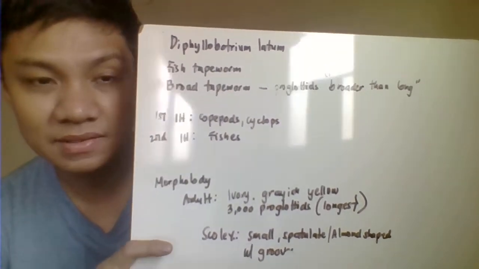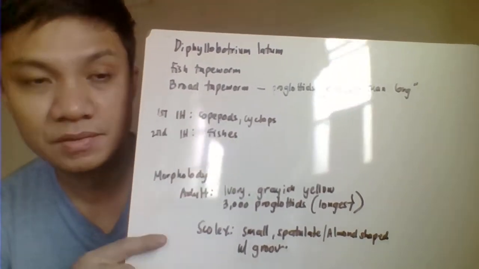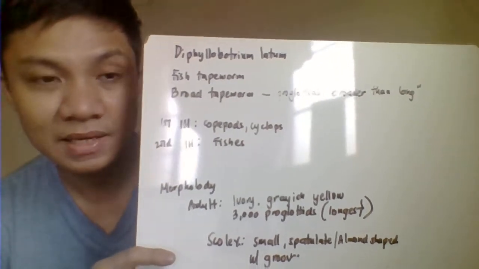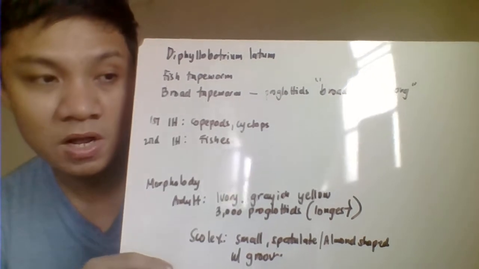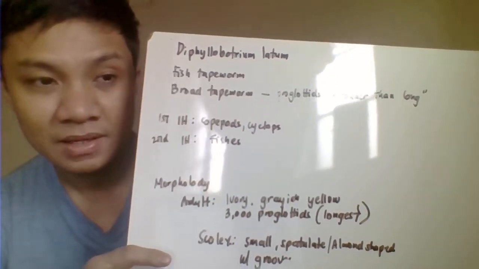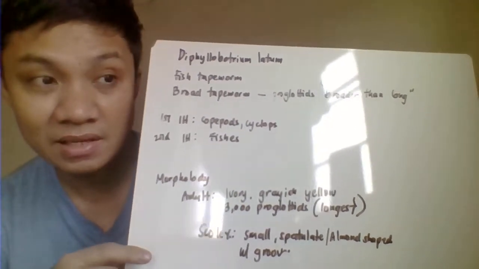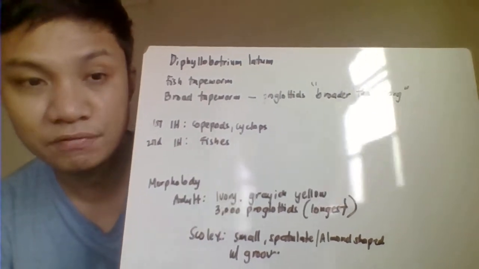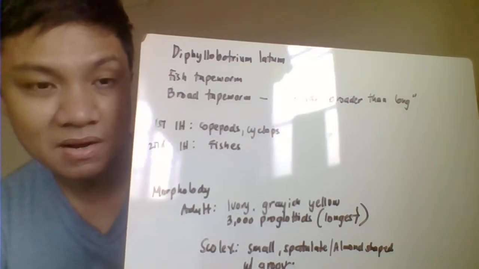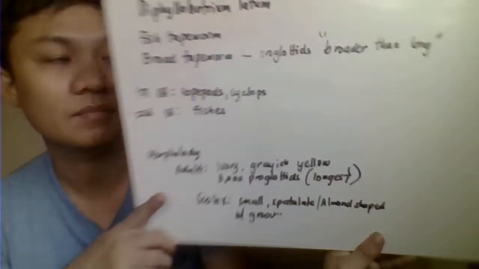In the scolex, this is different from all the other species of your Cestodes because again, this is a Pseudophyllidea. So what it has here would be small almond-shaped grooves instead of the suckers. Wala siyang suckers but rather what you call the grooves or bothria rather than the suckers.